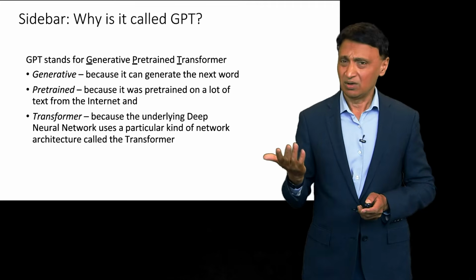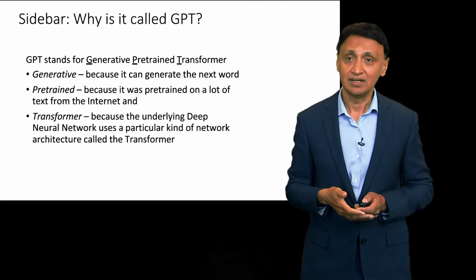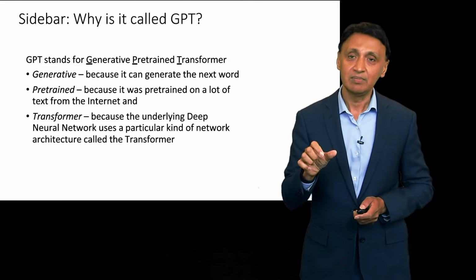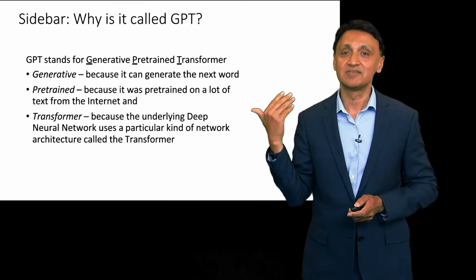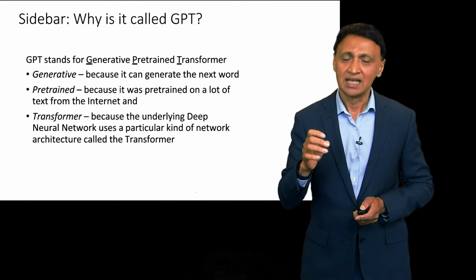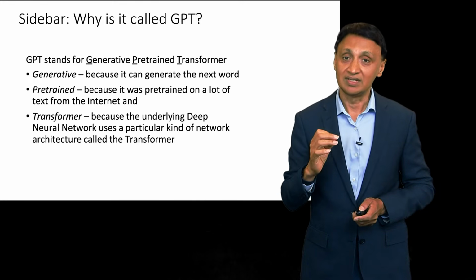Now, why is it called GPT? Well, it stands for Generative Pre-trained Transformer. Generative because, as you saw, it can generate the next word. Pre-trained because it was trained on all those billions of sentences extracted from the internet and from books. And transformer because the particular deep neural network architecture that it uses under the hood is called the transformer architecture.